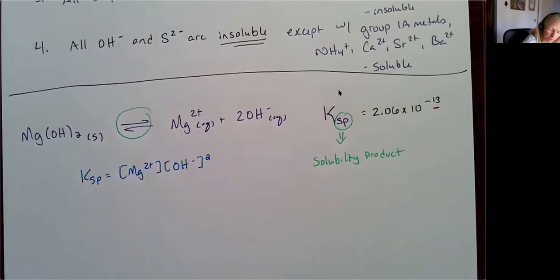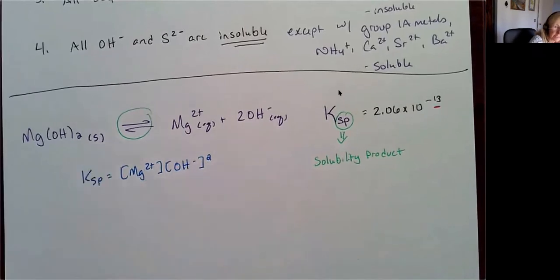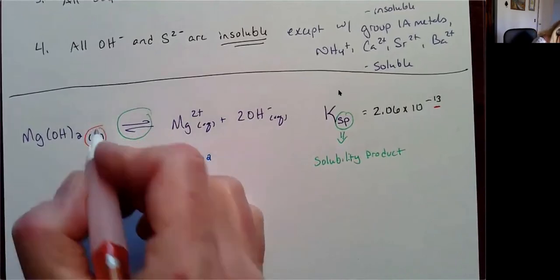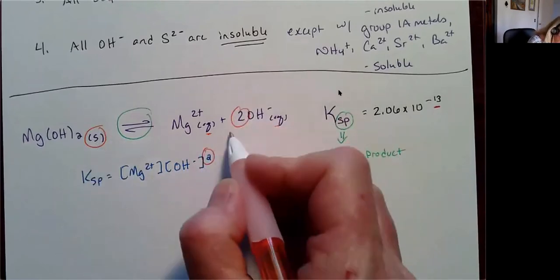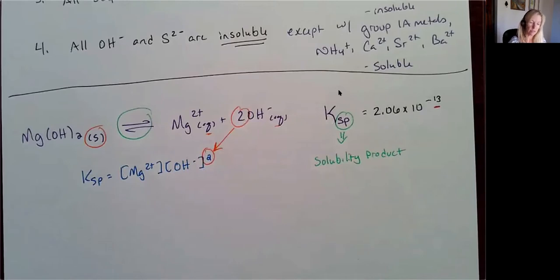And remember a couple of things. These are solid, so that means that they're not going to factor into our law of mass action. Remember, our law of mass action is only aqueous and gas, so this doesn't go in here, and my stoichiometry is important. Just like we've been doing in the last two chapters, we're now applying it to the solvation of an ionic compound. That's what this KSP is telling me.